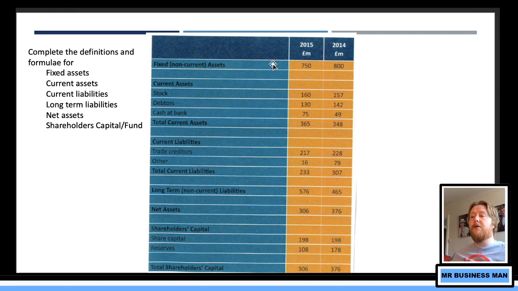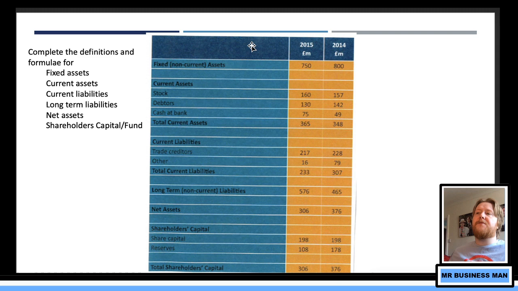So you put all your data on. Fixed assets: what are fixed assets? Complete the definitions. Fixed assets are things that we're going to have for longer than a year. Formula wise, they are just your fixed assets times by cost, essentially. In terms of this, you just add up all the values of your fixed assets. That's it. That's how you figure these out.